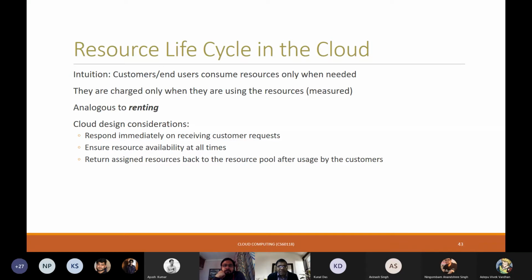For example, responding immediately on receiving customer requests, ensuring the availability of the resources at all times in all parts of the world if it is a public cloud, and returning the assigned resources back to the resource pool after the usage by the customer. So it starts with acquiring the resources, you use them as long as you want, round the clock, and then finally you return these resources back to the resource pool for usage by the other customers.